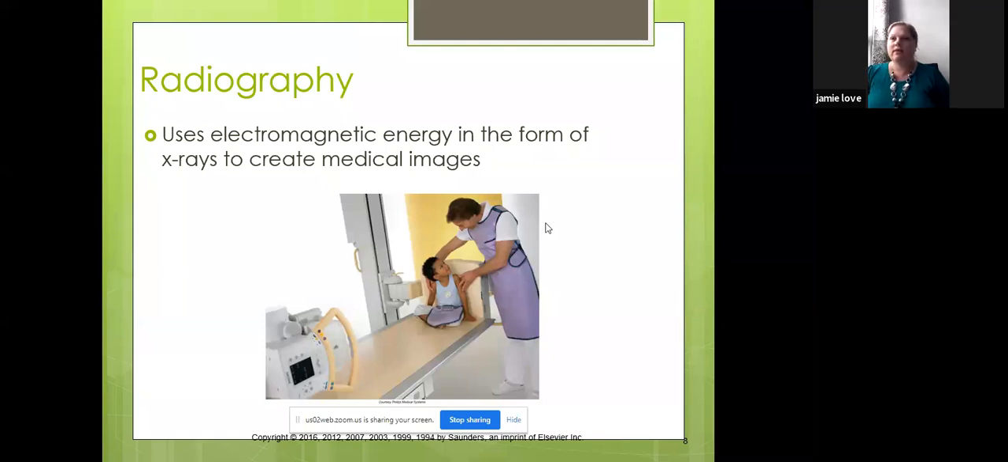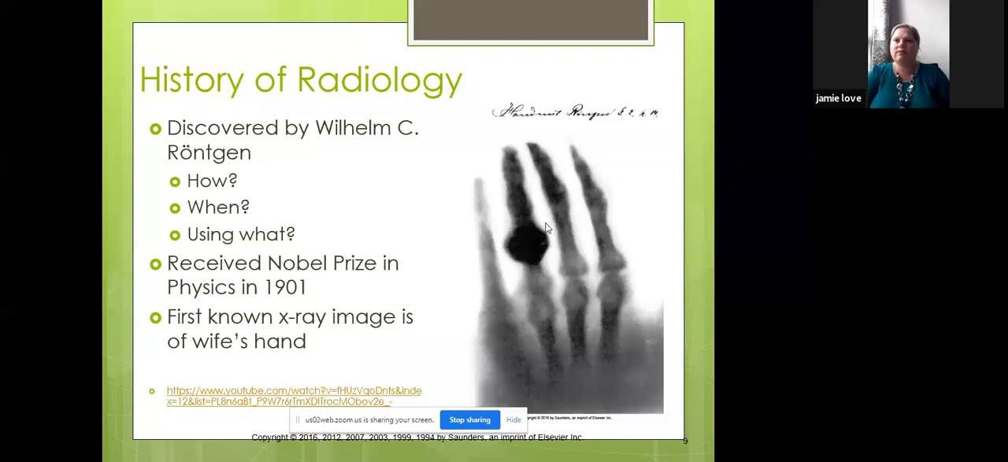Way back in 1901, William Conrad Roentgen won a Nobel Prize in Physics. He was the first person to receive the Nobel Prize in Physics. And this is his wife's hand again. That first known X-ray that he took was of his wife's hand.